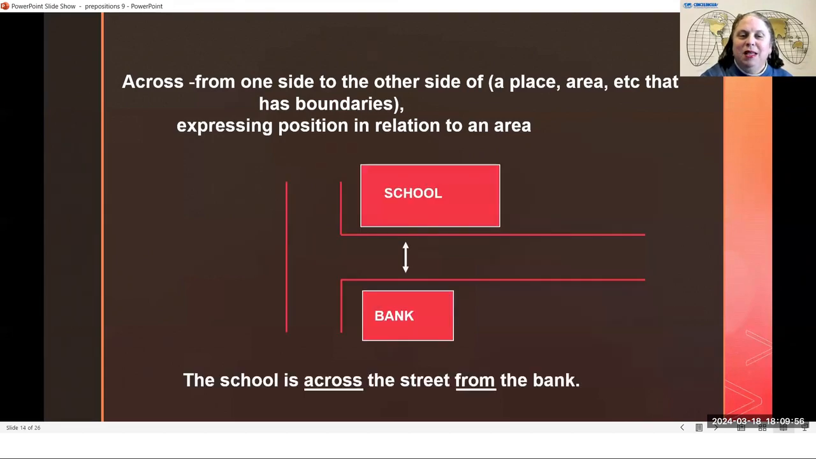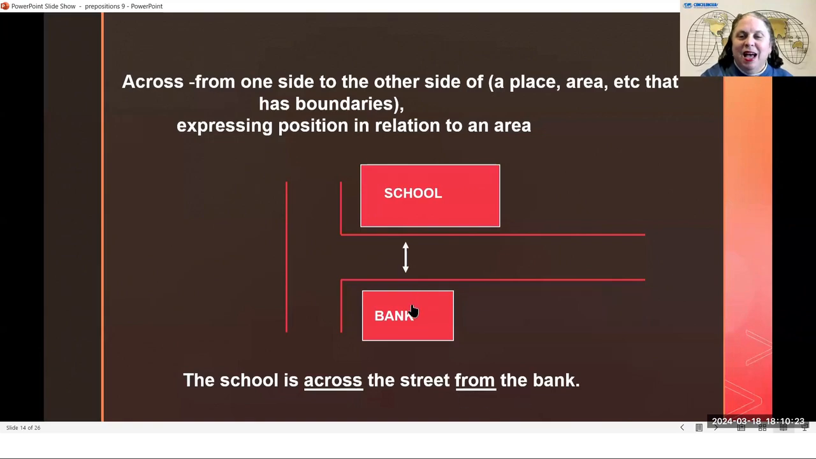Now here, this is an example expressing position in relation to an area. This right here is one road, and this right here is another road. And the school and the bank are, this one school is on this side of the road and the bank is on this side of the road. And it says the school is across the street from the bank.